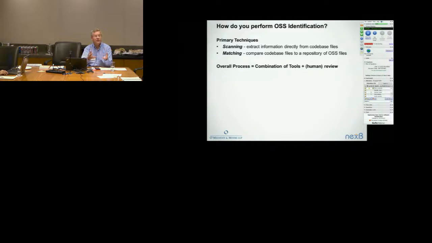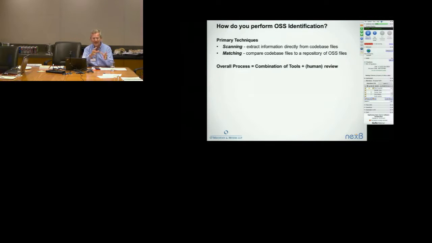This is a strong indication that what you see is effectively what it is. It's not always 100% the case, but that's a very strong indication. And that's what we call scanning. It's looking inside the code for clues about origin and license, explicit as they exist in the code.